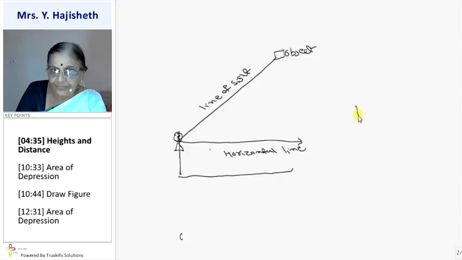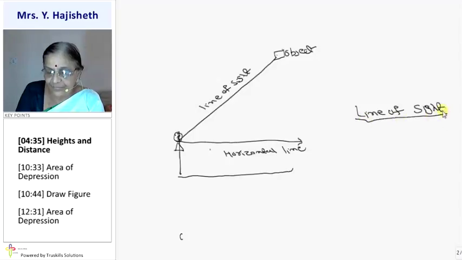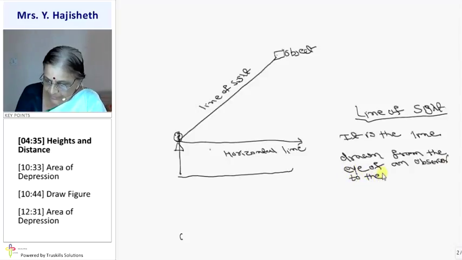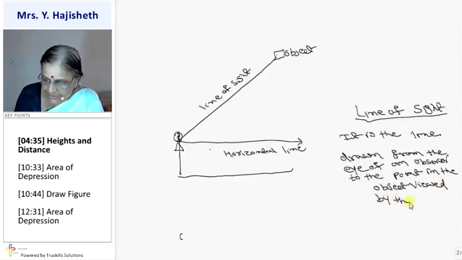Line of sight. What is line of sight? It is the line drawn from the eye of an observer to the point in the object viewed by the observer. कुछ समझे आप?